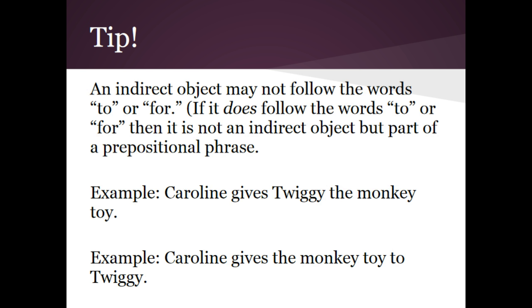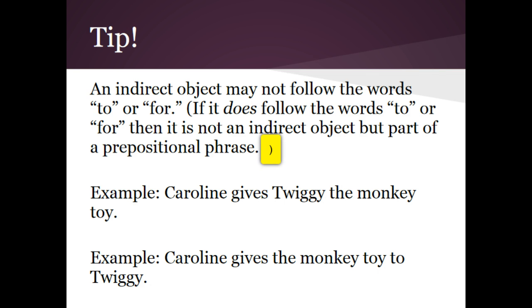Here's one more tip. An indirect object, even though it answers the question to whom or for whom, can't actually come after the words to or for, because then it's not acting as an indirect object, but it's acting as a prepositional phrase.